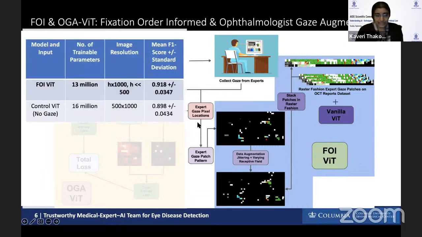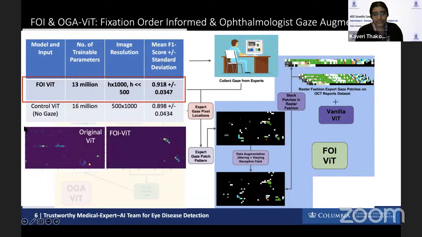And what's exciting is, as you might expect, this results in a tremendous reduction in the number of trainable parameters, since we're only relying on a fraction of the image, the fraction that the doctor finds relevant for making a decision. But perhaps what's most exciting is that by incorporating this expert gaze, we actually see an improvement in model performance. So it actually performs better based on F1 score, one of the metrics used to evaluate these models, compared to a vision transformer which does not use gaze.